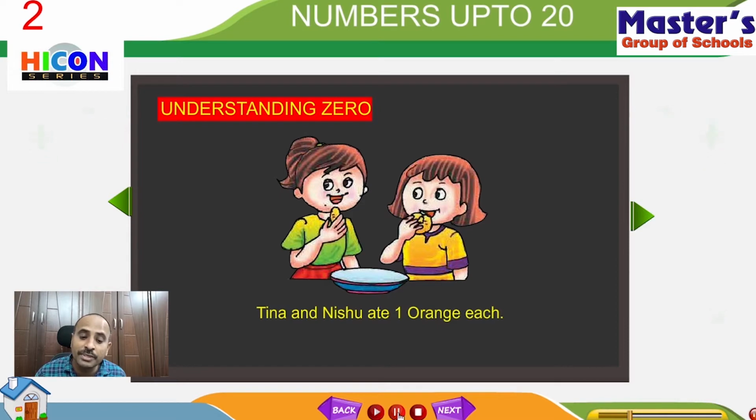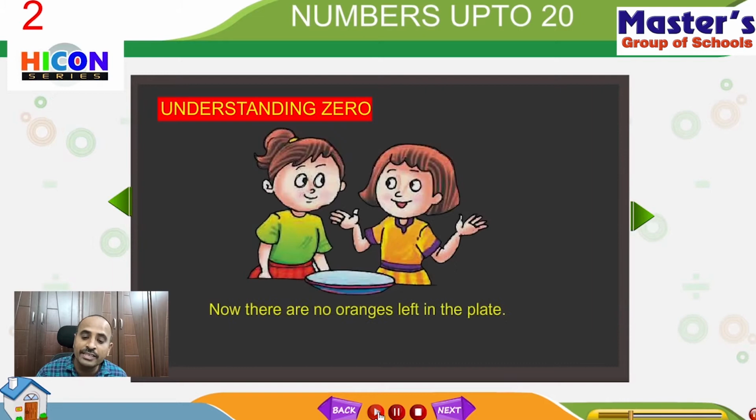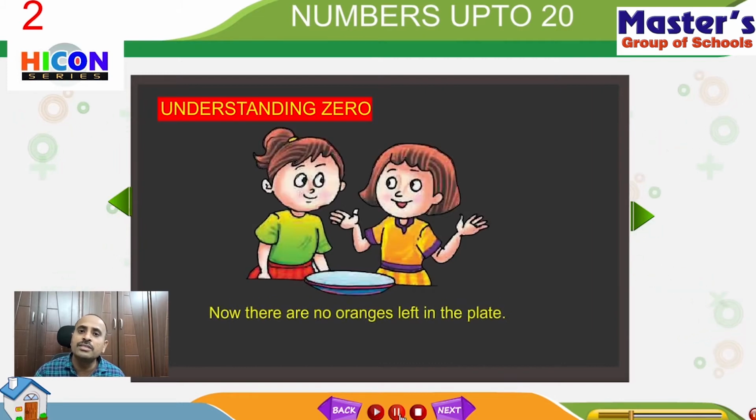So children, look at the picture. How many oranges are there remaining in the plate? How many oranges are there? Yes, there are no oranges left in the plate because the 2 oranges are eaten by the 2 girls and there are no oranges in the plate. That means the absence of oranges. There are no oranges. That means there is nothing in the plate.